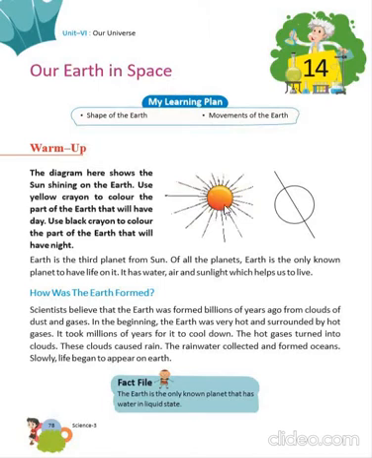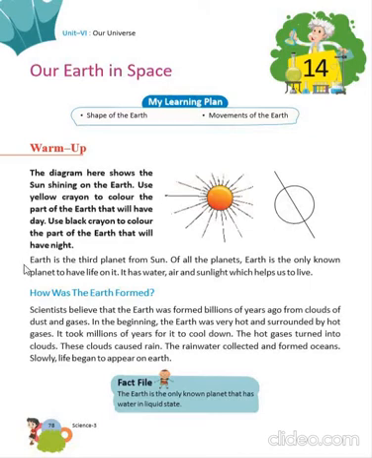This is the Sun and this is our Earth. So we have to tell which part of the Earth will have the day and which part will have the night. This part will have the day because the sun rays are falling on this part of the Earth, and the rest of the part will have night. So we have to use the black crayon to color the part of the Earth that will have night and yellow color to color the part of the Earth that will have day.